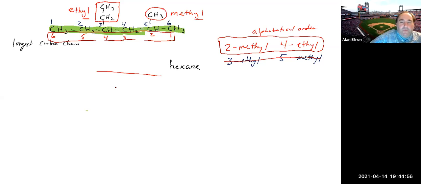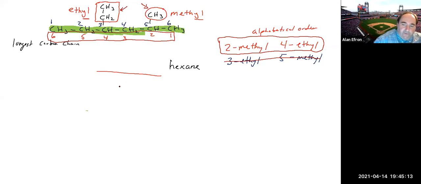Okay. Because we're going to number in that direction, that means, again, at carbon number 2, we're telling people, if you go to carbon number 2, you will find a methyl group sitting there. If you go to carbon number 4, you will find an ethyl group sitting there.